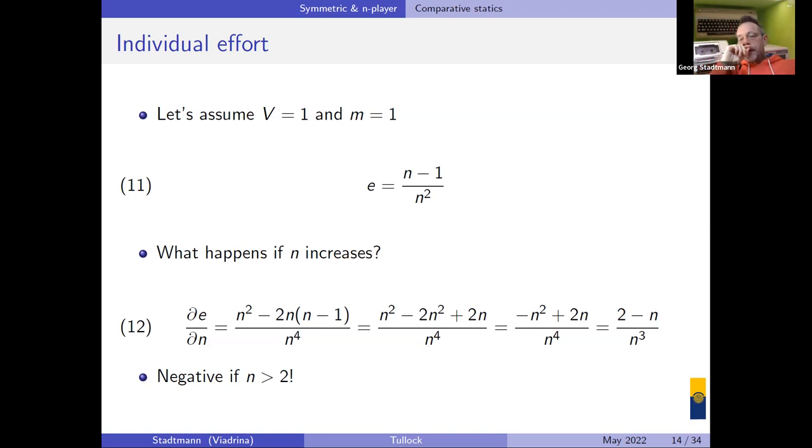We perform some modifications, and then we get the information that this expression in equation 12 will be negative in case N, the number of players, is larger than 2. So in case the number of players is larger than 2, then ∂E/∂N will be negative. And this implies that the optimal effort level of one individual will decrease in case the number of players increases. So when the competition increases, the individual effort level decreases.